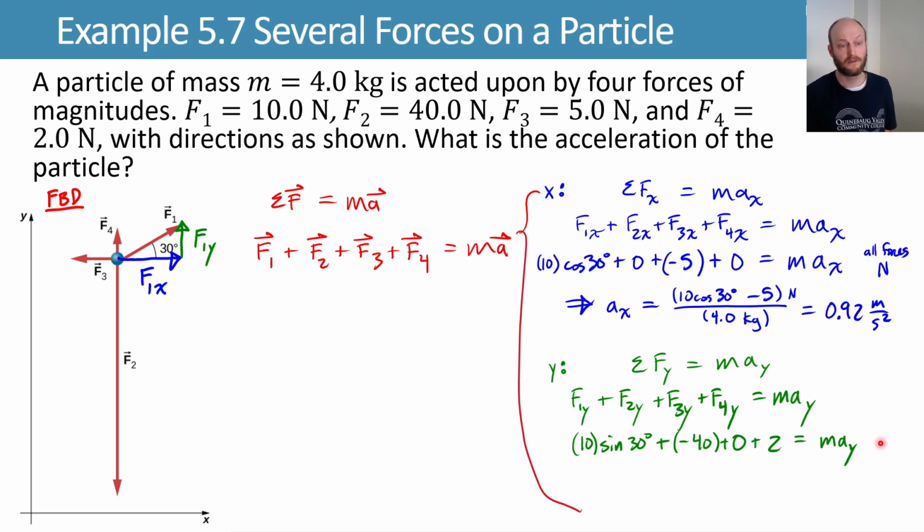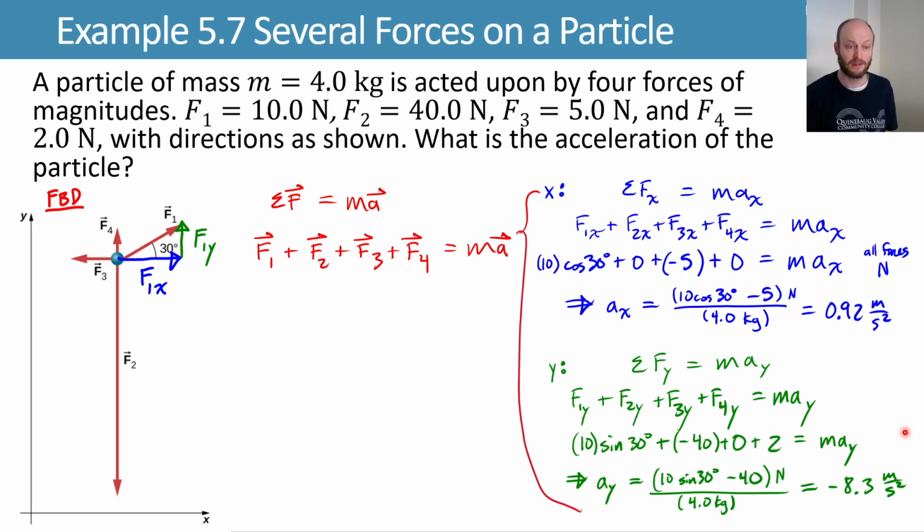We can then solve this by dividing by mass on both sides, plugging in our numbers, and we get an acceleration of negative 8.3 meters per second squared. And you might have anticipated this given how strong F2 is compared to the other forces that are pulling up. If these are drawn proportionally, that's what we'd expect. The only remaining step is to combine these.